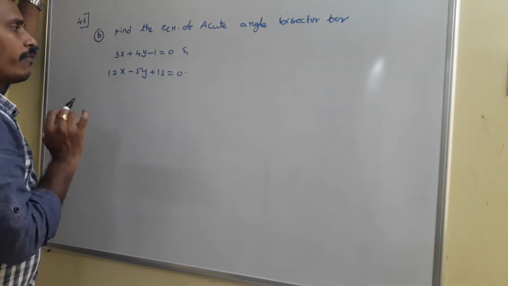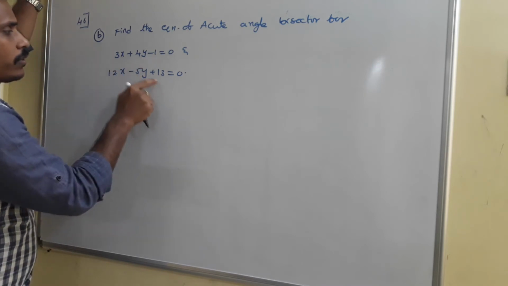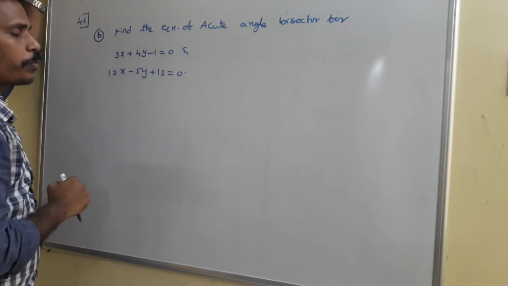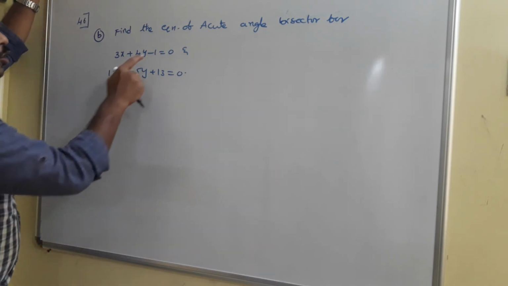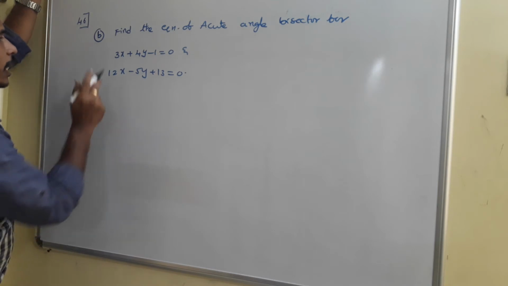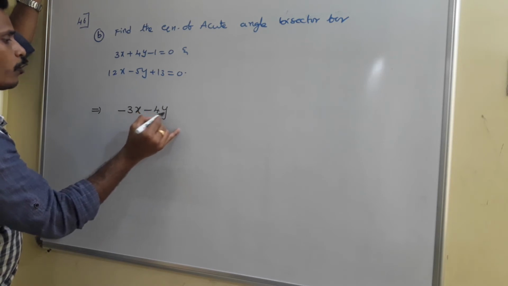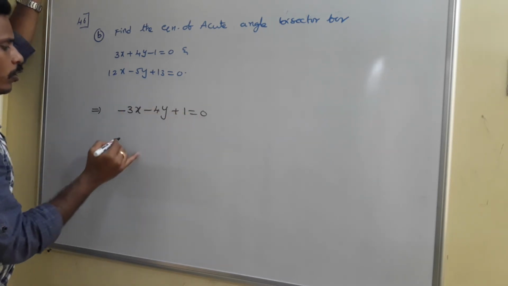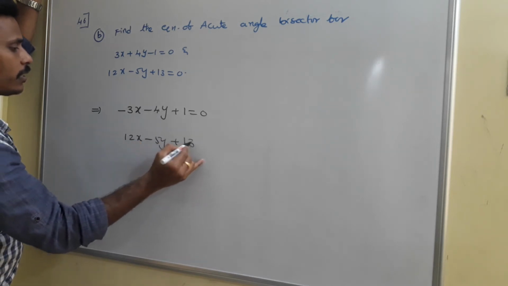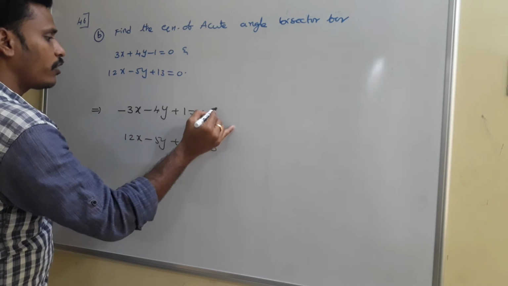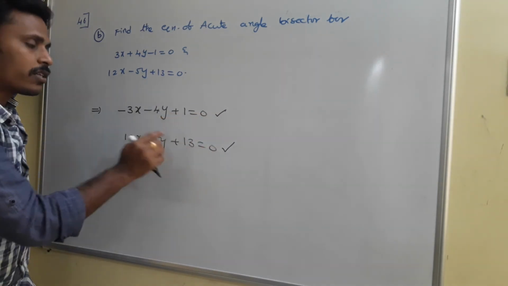In that theory, first of all you need to look at the constants, whether they are positive or not. Here, in the second equation the constant is positive, plus 13, whereas in the first equation the constant is negative, minus 1. So make it also positive. That's why I need to multiply the whole equation with the minus sign. Minus 3x minus 4y plus 1 is equal to 0, and 12x minus 5y plus 13 is equal to 0. Now you treat these two as the required lines. Why? Because the constants are positive.